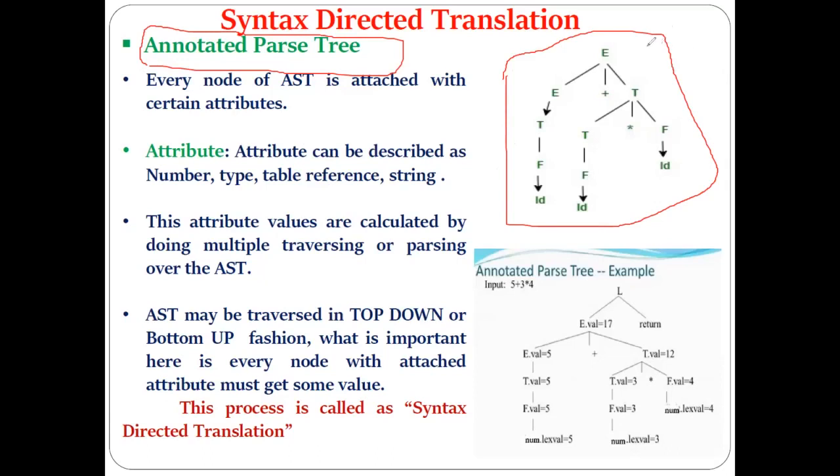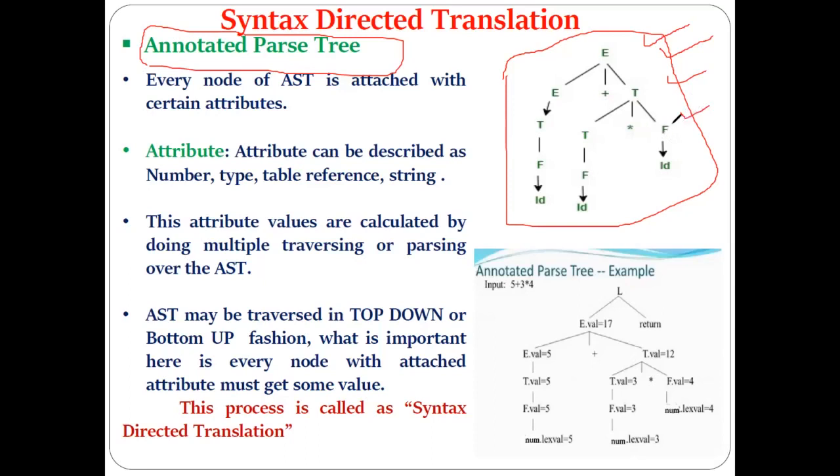Whatever output we get from the syntax analyzer as a parse tree is attached with some extra information. That particular abstract syntax tree, as output, is attached with some extra information when semantic analysis is done, when syntax directed translation is happening. And after attaching that extra information to this abstract syntax tree or parse tree, which is the output of the syntax analyzer, whatever tree we get is called an annotated parse tree or the decorated parse tree.